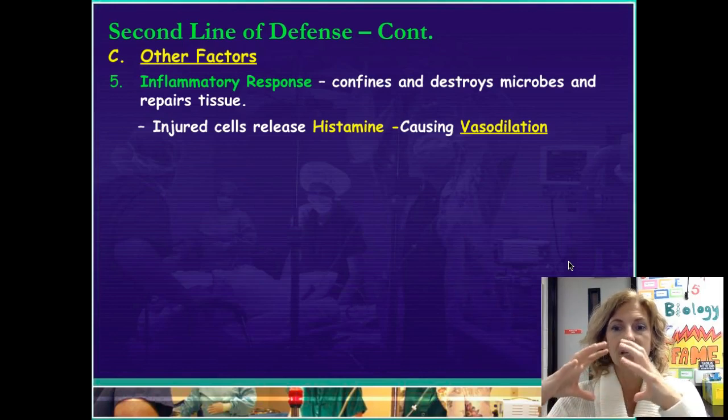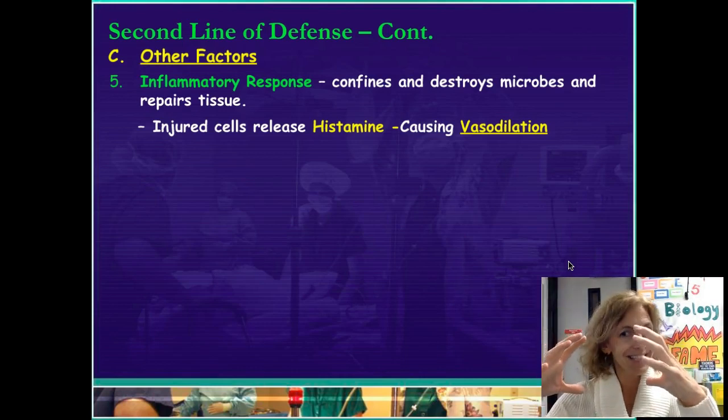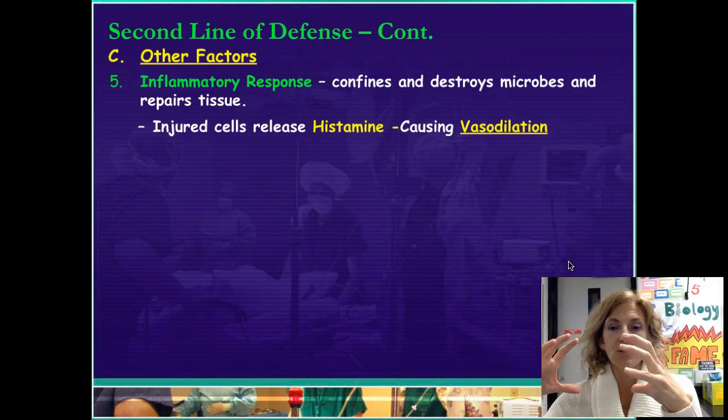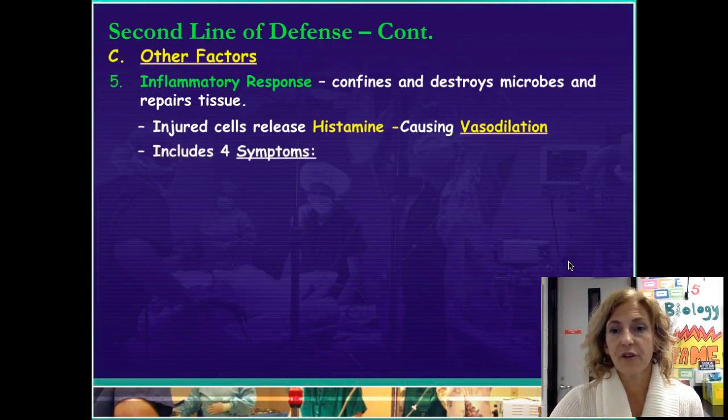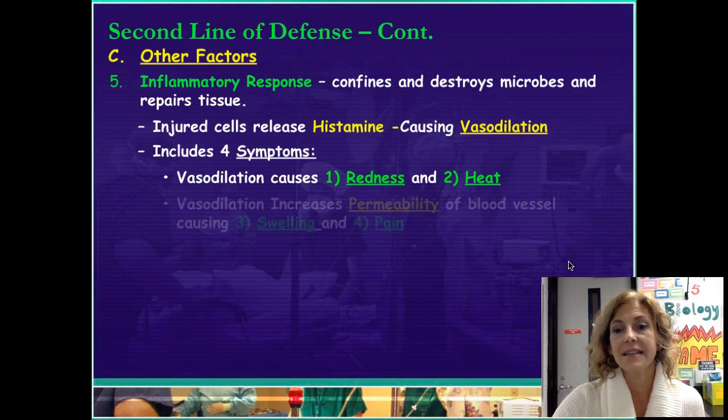So the blood vessel gets bigger. The blood vessel is carrying your blood supply, right? Your blood is red. The closer it is to the surface, I can see the red. Our blood also carries our heat. So again, vasodilating puts that heat closer to the surface. So that creates the first two symptoms of the inflammatory response, which is redness and heat.